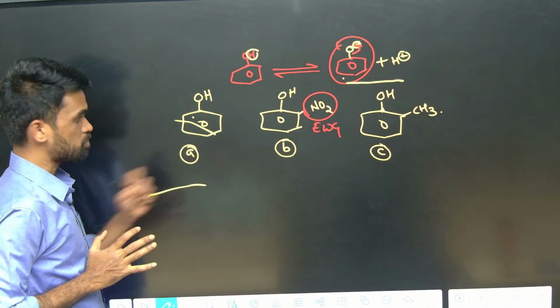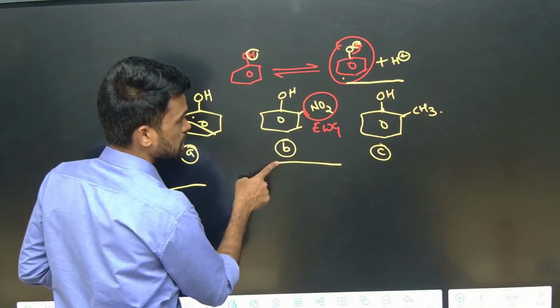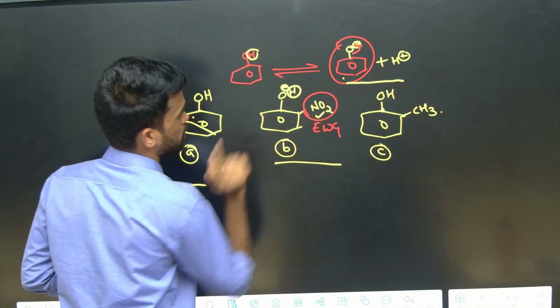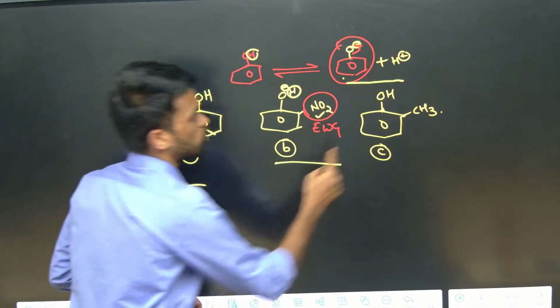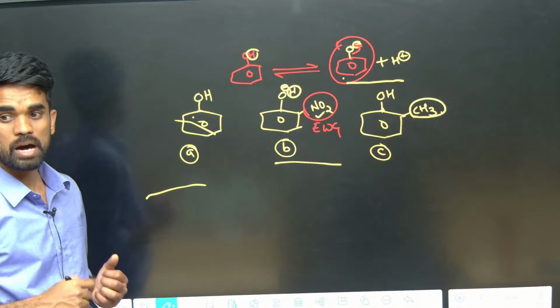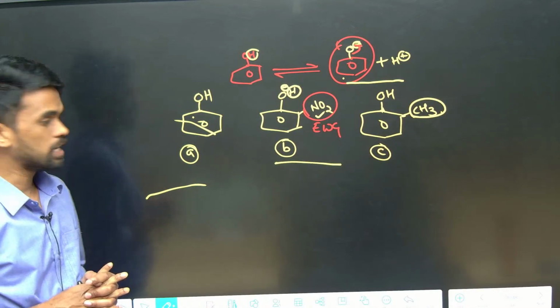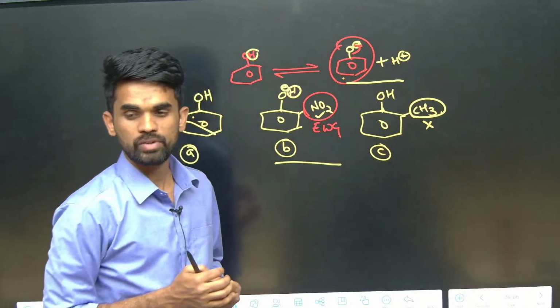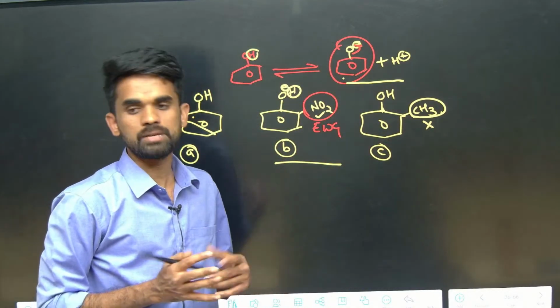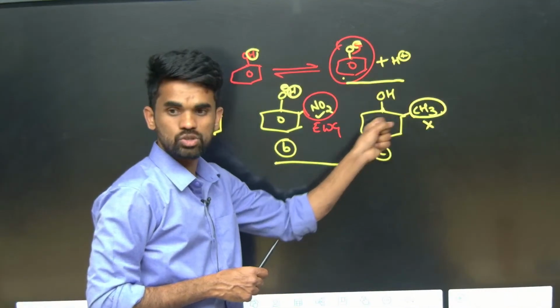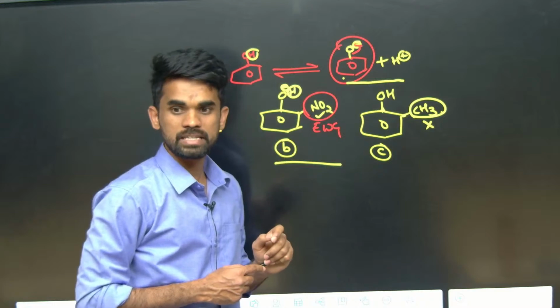Now tell me, do we have any electron withdrawing groups in the first case? No. In option A, no. In option 2, yes. After releasing this proton, that phenoxide ion can be stabilized by this nitro group. And now what about this group here? Alkyl group. Alkyl group means what? Releasing group. Electron releasing groups do not stabilize the phenoxide ion. They destabilize the phenoxide ion, because they also provide electrons into the ring, which destabilizes the system.